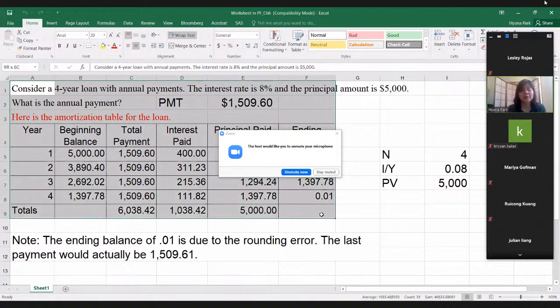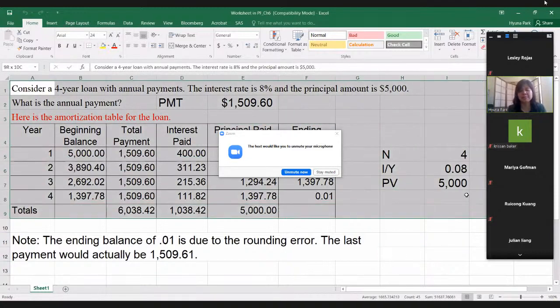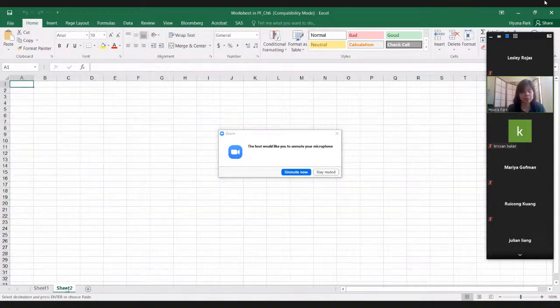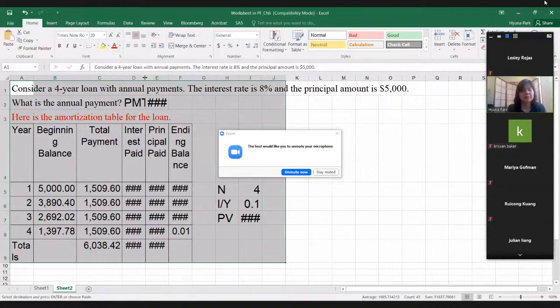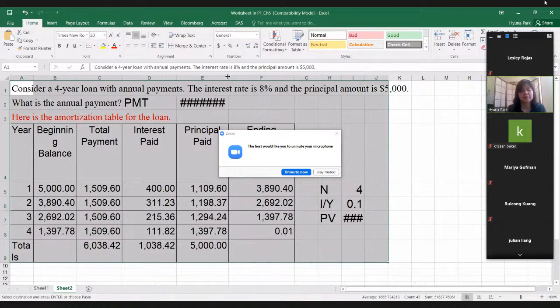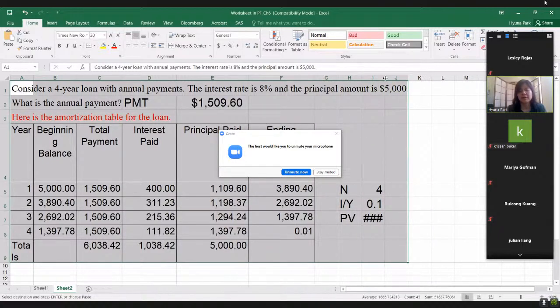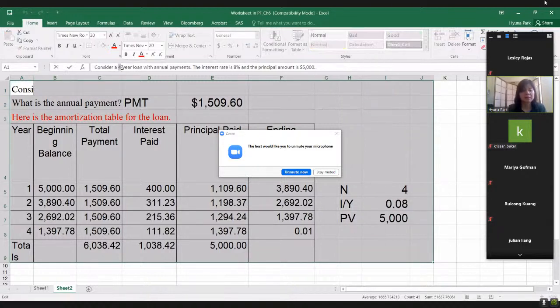I will copy this and modify it. I will copy this and make a blank sheet. I will show it to you. So I will paste this, and then I will change this. Let's modify this. So consider, let's say, a 5-year car loan with monthly payments.